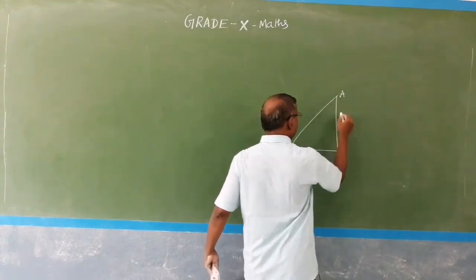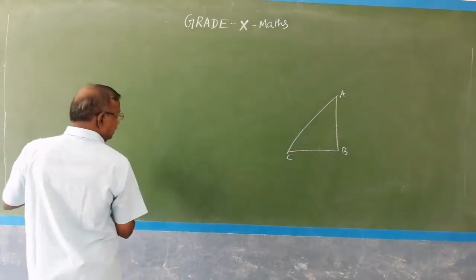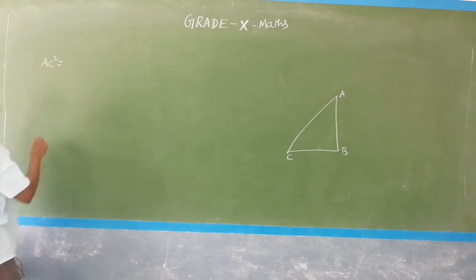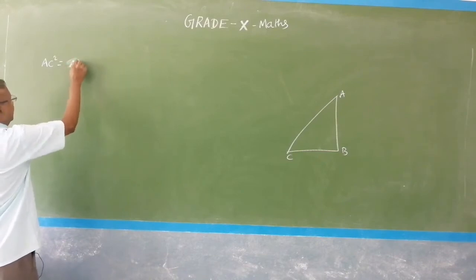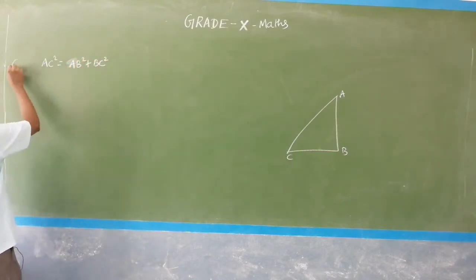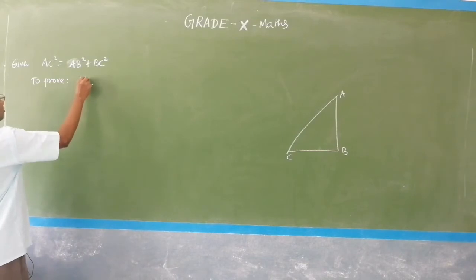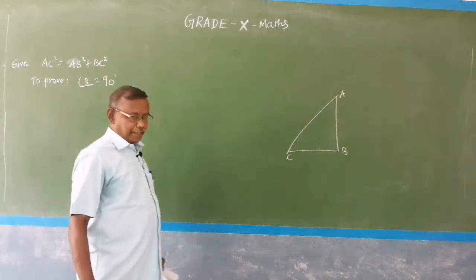Consider a triangle ABC in which AC square equals AB square plus BC square. It is given. To prove: angle B equals 90 degrees. Angle B equals 90 degrees, we have to prove.